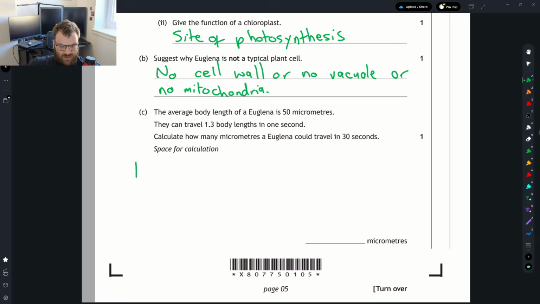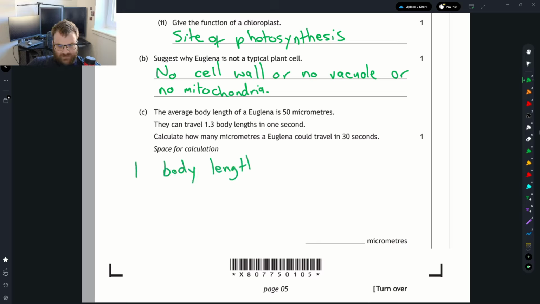Okay, well, if one body length equals 50 micrometers, well then 1.3 of them will equal 50 times 1.3. So 65 micrometers. And that's in 1 second. So if it's 65 in 1 second, then in 30 seconds, it'll be 30 times 65.